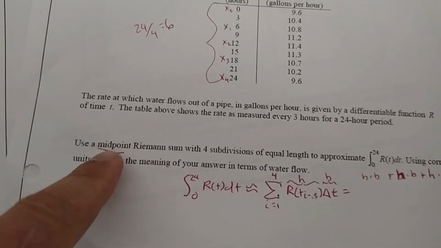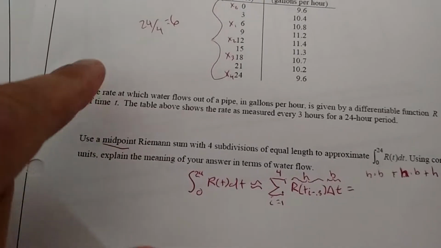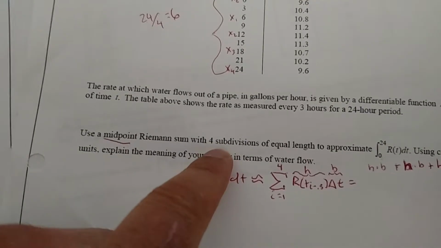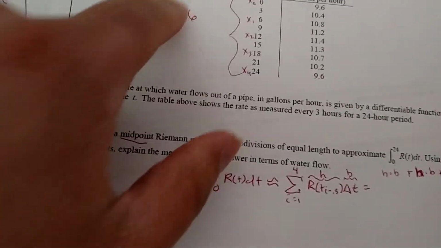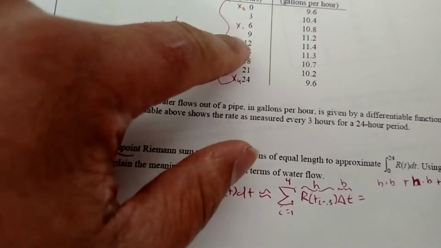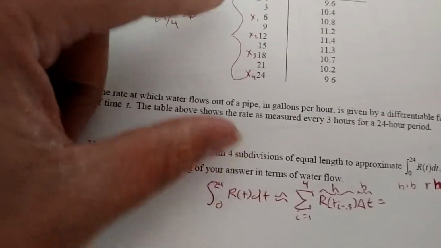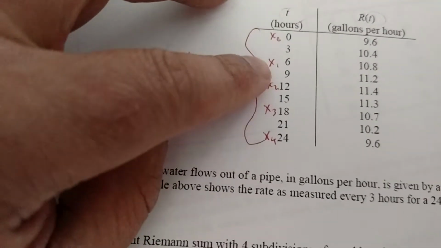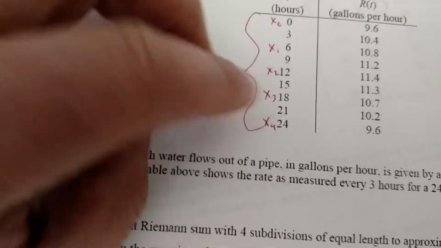So we're doing a midpoint Riemann sum. I've got it broken up because it says I want 4 subdivisions. That's 4 subintervals, same thing. So I divide by 4 and get 6. Each of these rectangles will be 6 in length. So basically the x's start at 0, then 6, then 12, then 18, then 24.